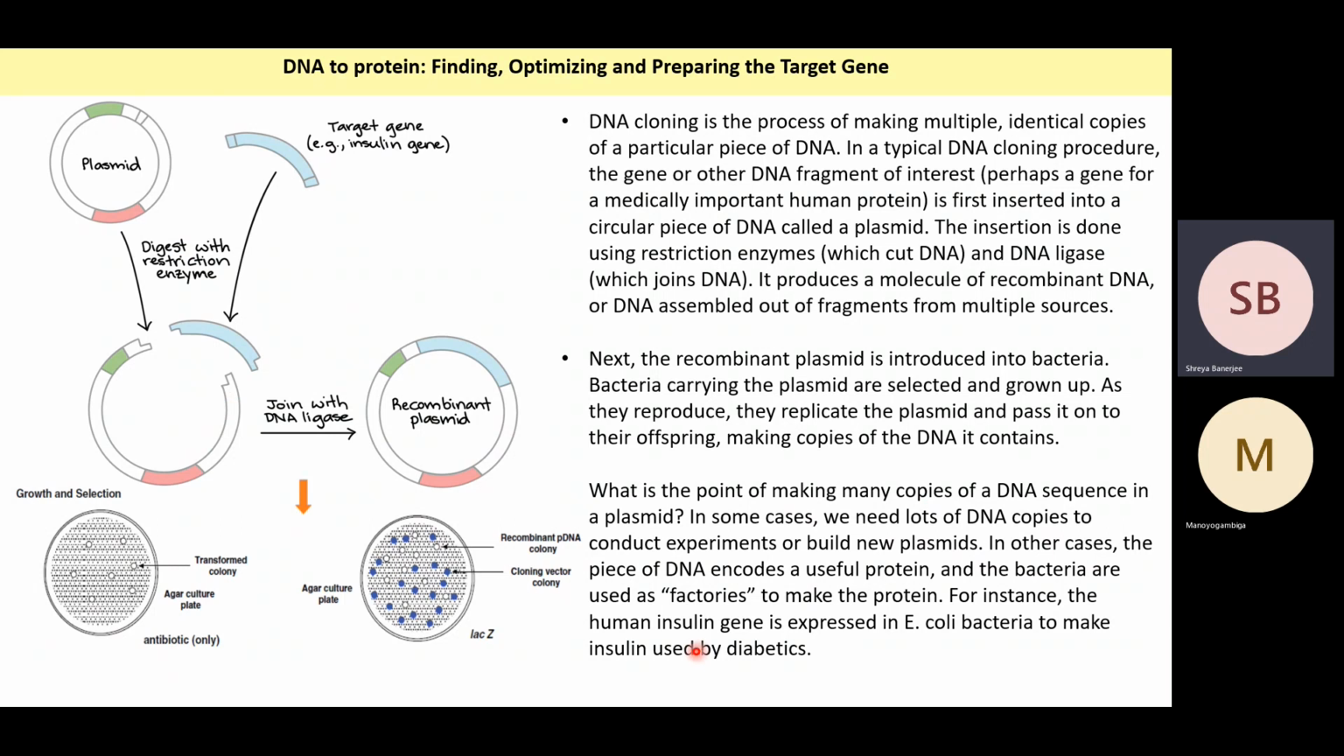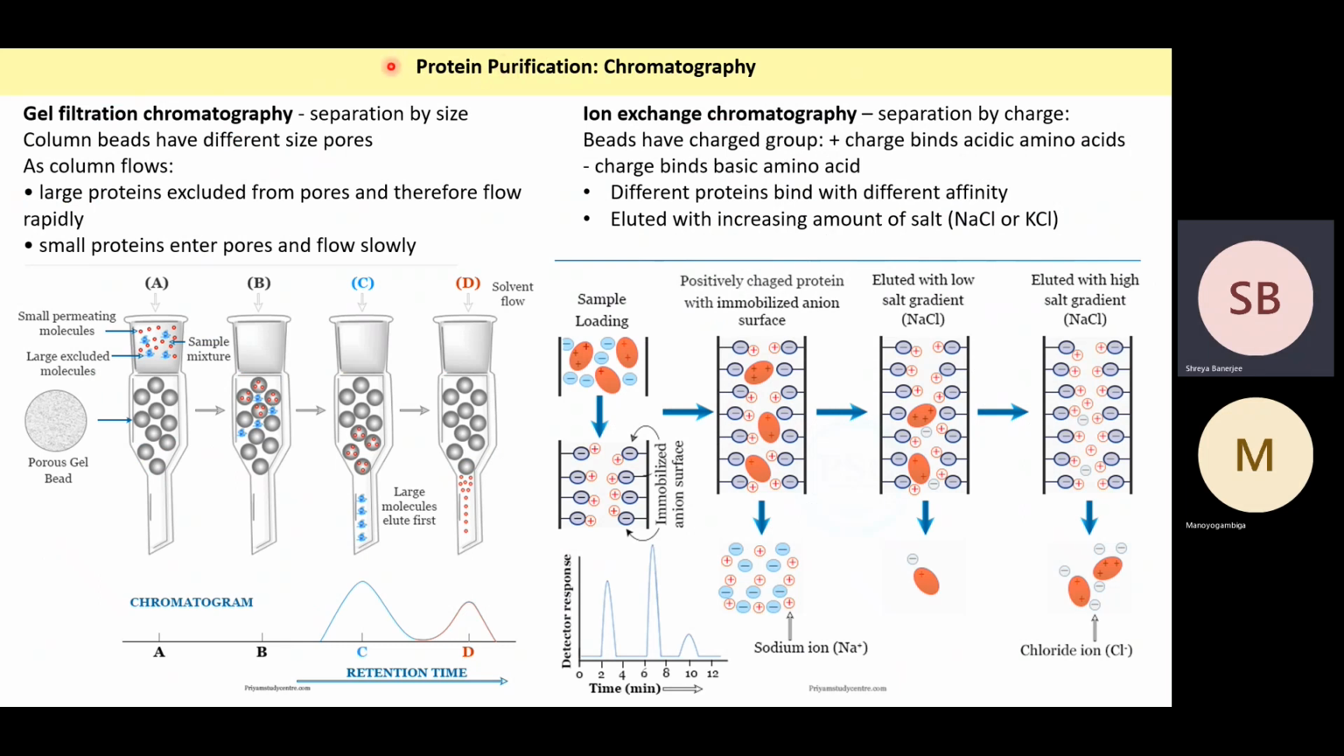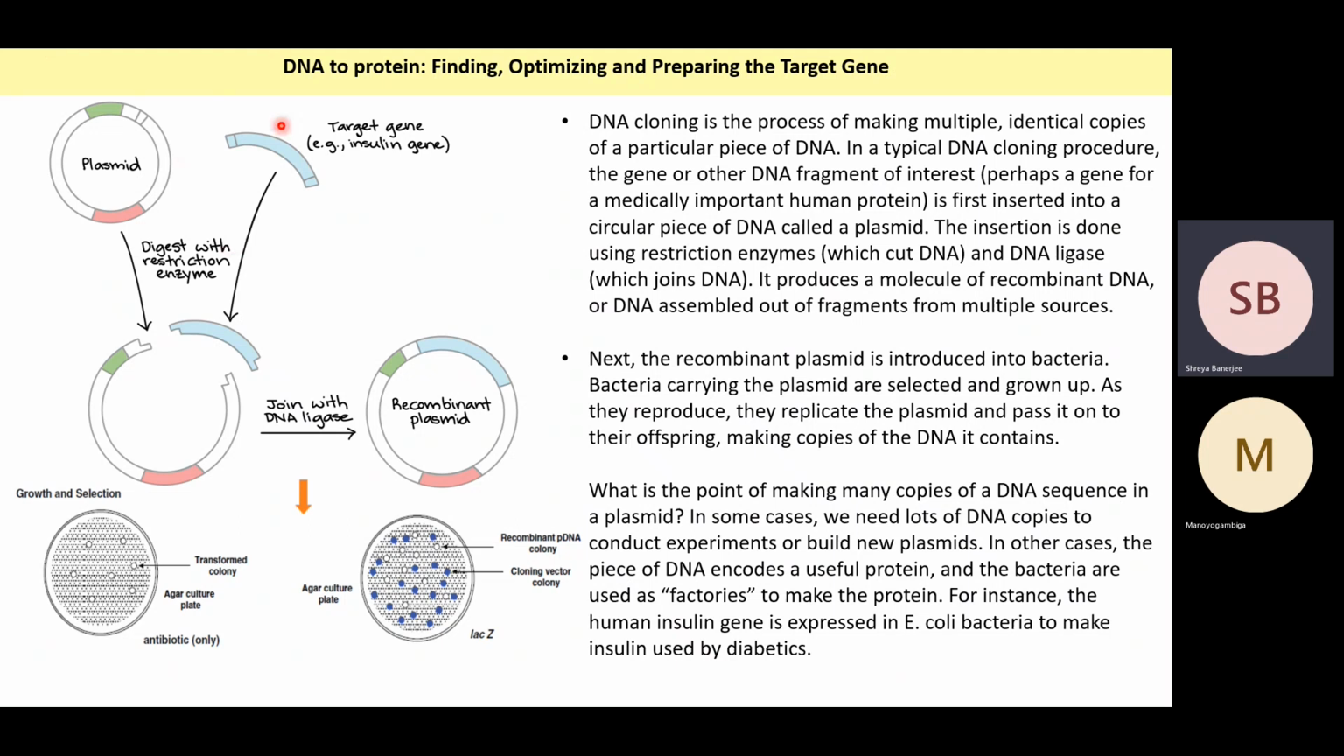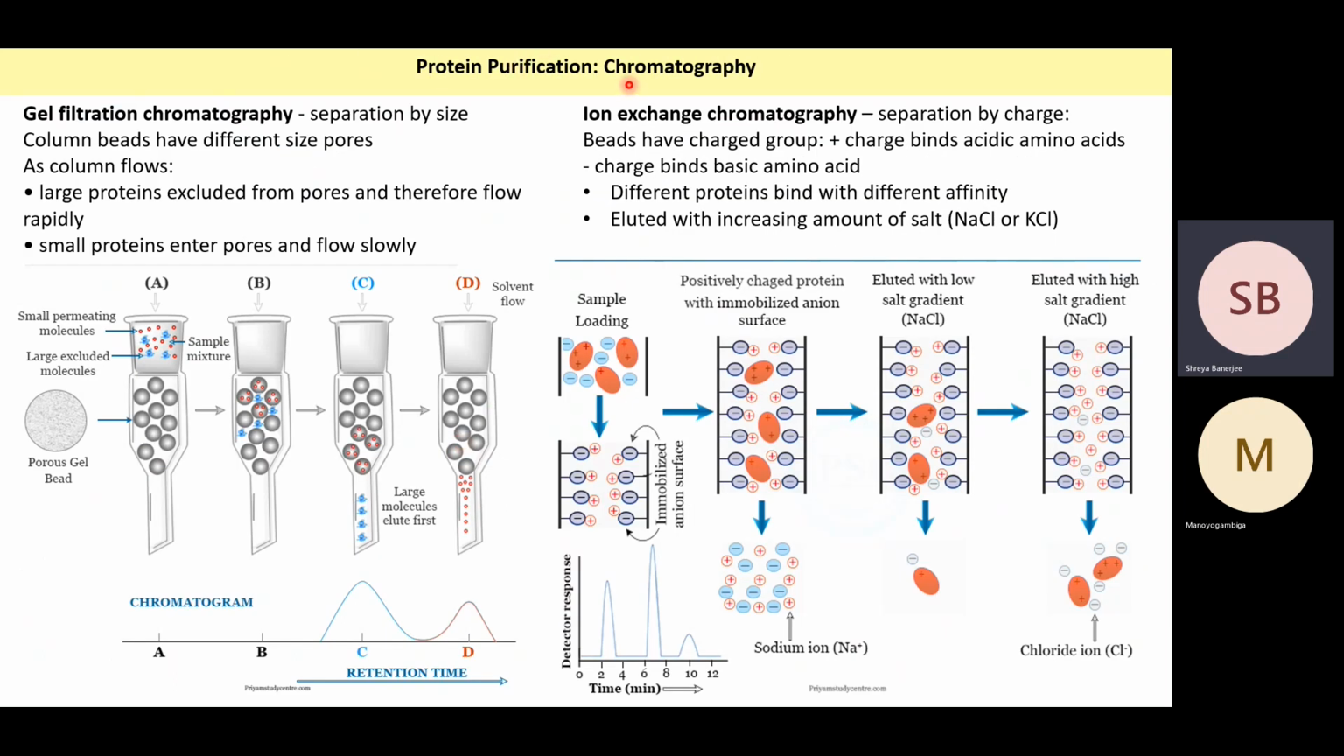For instance, the human insulin gene is expressed in E. coli bacteria to make insulin for diabetes. Now you know how to make the protein, basically by inserting the gene and then allowing the bacteria to reproduce, and the subsequent generations of bacteria will naturally synthesize the protein. So now that you have the protein, you need to purify it.